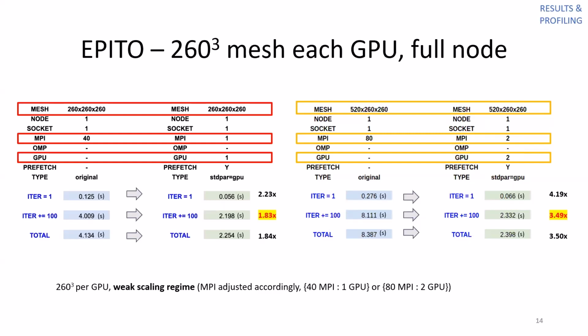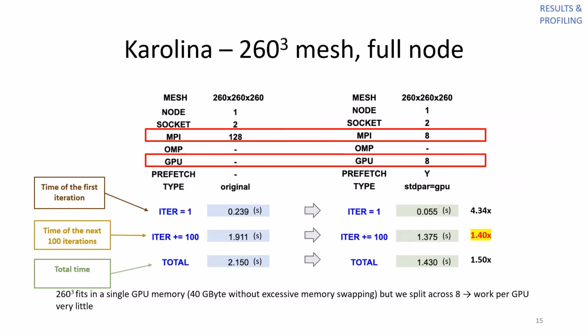And then we take a mesh that is double in size with respect to the previous one, and we compare the results obtained executing it with 80 MPI and two MPI and two GPUs. From the Carolina tests, we take the same mesh and we execute it using 128 MPI, so full node, and we compare with the 8 MPI, 8 GPUs. And in this case, we get a 1.4 speedup.